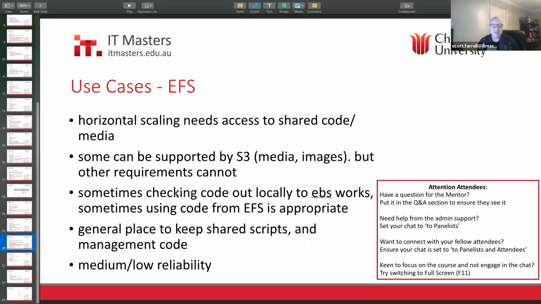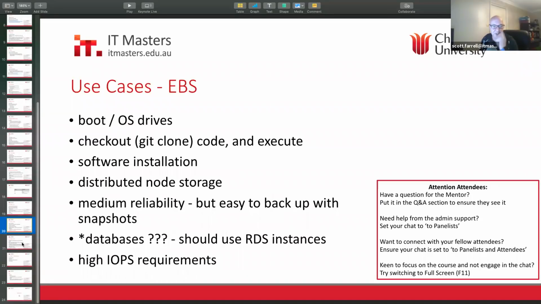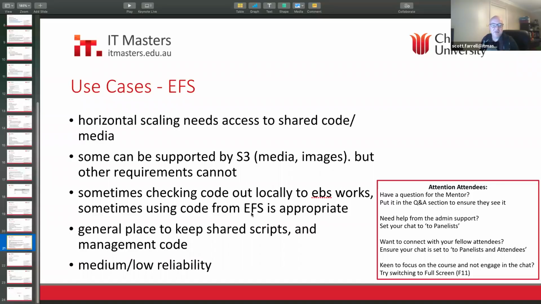Use cases for EFS. So again, when you need shared access, horizontal scaling. Sometimes S3 is the answer, but other times EFS is a better answer in that scenario. So remember, EFS and S3 are the 2 things that can give you shared access. Sometimes checking out code locally to EBS works. Sometimes using code from EFS is appropriate.